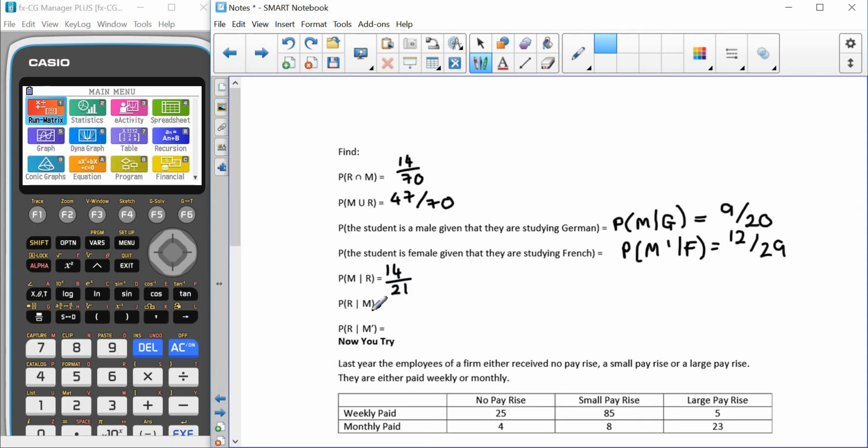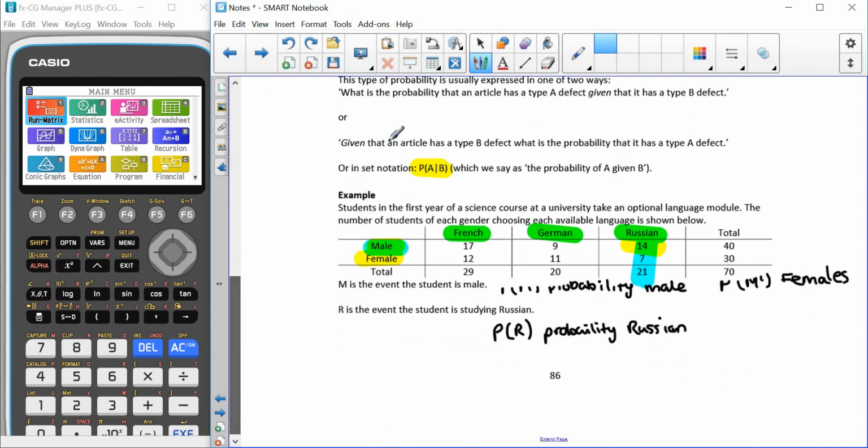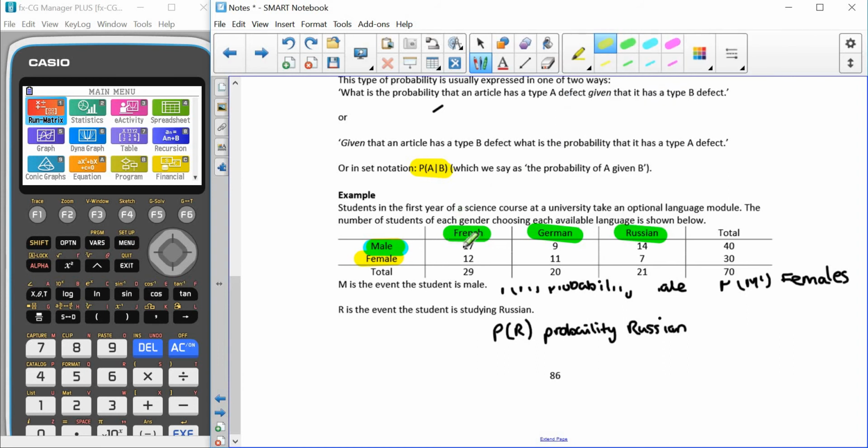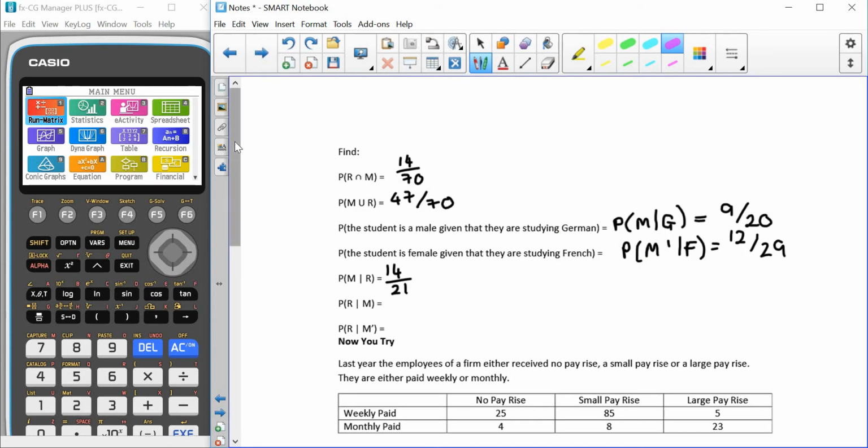Next, Russian, given that they are male. So this time it's the other way around, which means that instead of having Russian as the group that we're looking at, the group that we're looking at is going to be the male group. So we're looking at the males, and of males, we are looking at those that study Russian. So this time, it's these 14 people out of all the males, which is 40. So that's our probability.